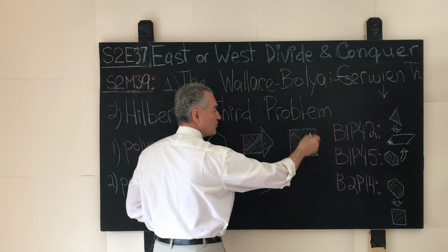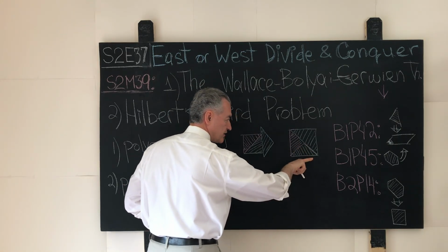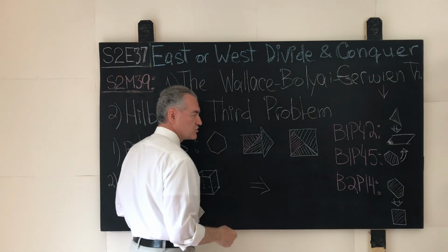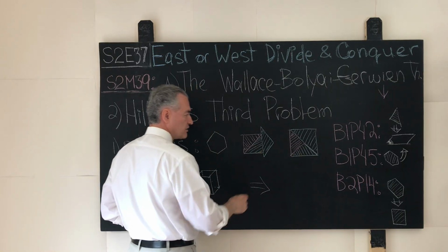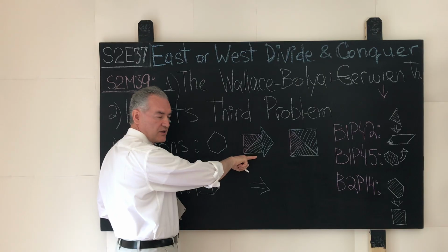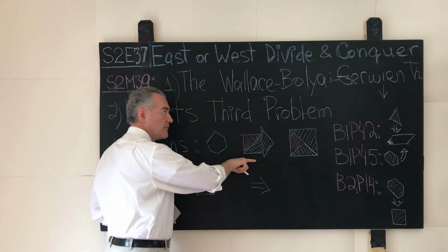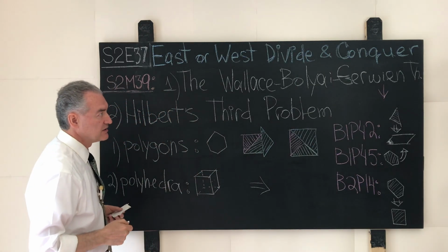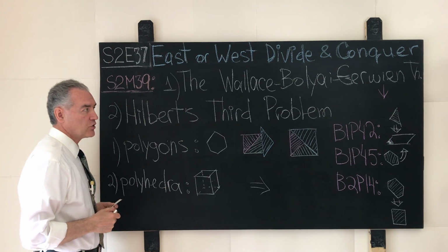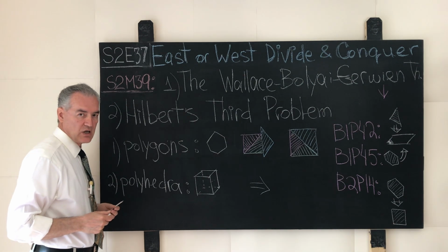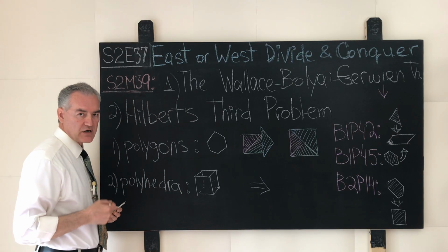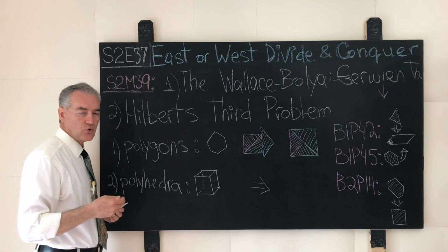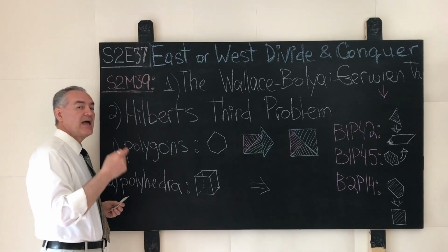And conversely, we can take the square that's shown on your right hand side, cut it into three triangles as shown, and reshuffle these triangles in such a way so as to form the right arrow shape. And this is precisely the statement of the Wallace-Bolyai-Gerwien theorem, according to which any two polygons are equi-decomposable if and only if they have exactly the same area.